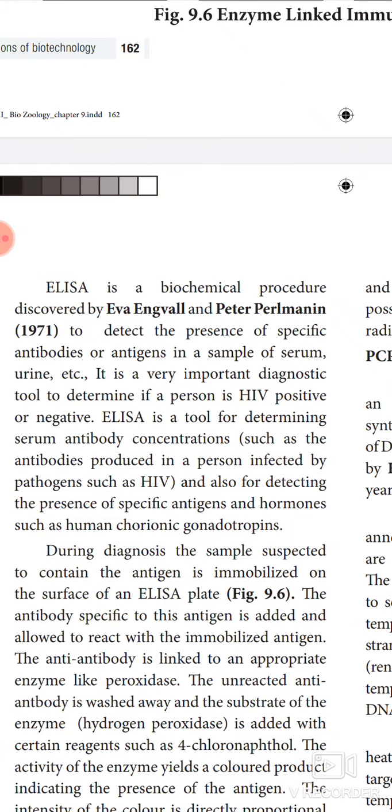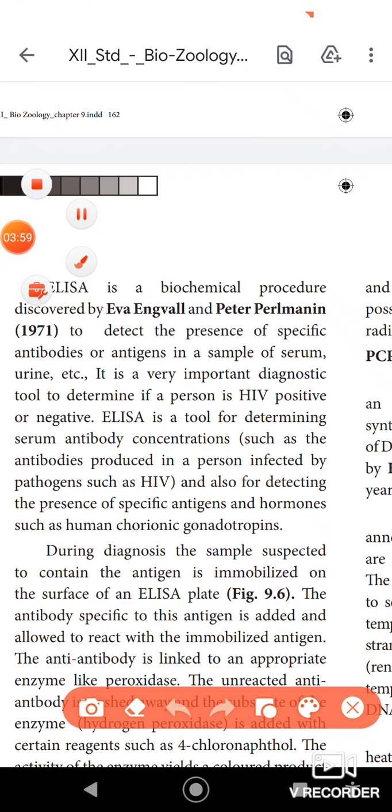ELISA is an important biochemical procedure which was discovered by two scientists, Eva Engvall and Peter Perlmann. These two scientists discovered the procedure of ELISA. So what is the main aim of ELISA? For what is the ELISA test done? The ELISA test is done to detect the presence of specific antibodies or antigens in the given sample.